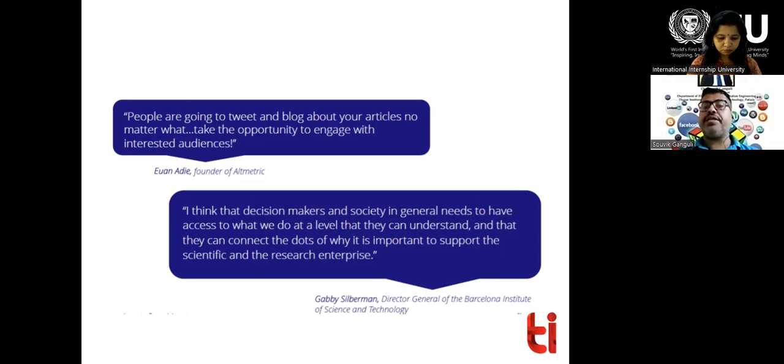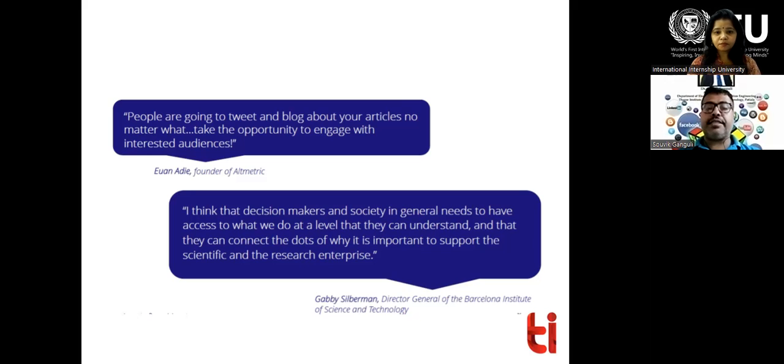People are going to tweet and blog about your articles no matter what, so take the opportunity to engage them with interested audiences. If you are tweeting some of your research ideas, or posting through blog sites of yours, a few will definitely repost it, and you have to take this opportunity in a positive way and engage them suitably.